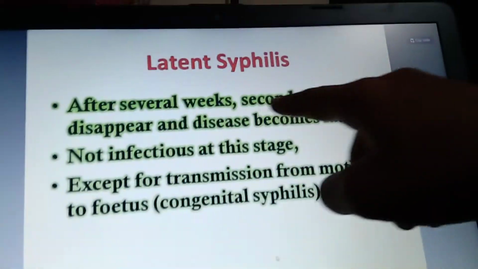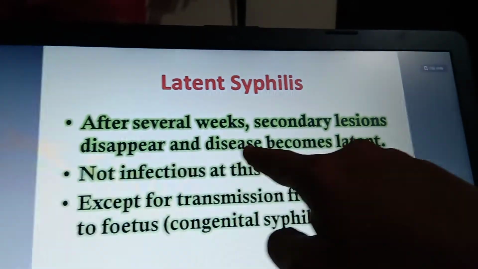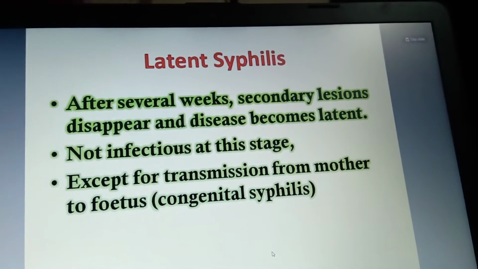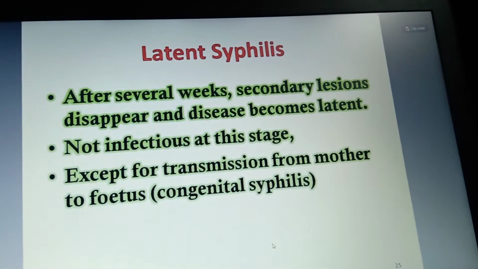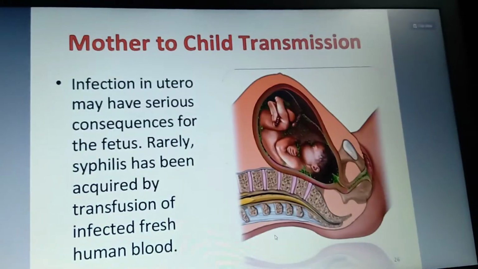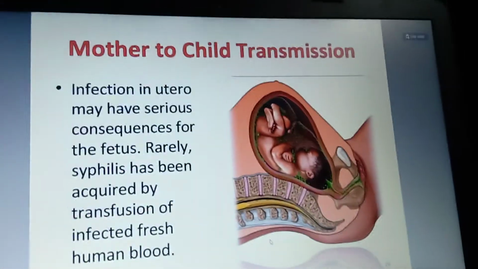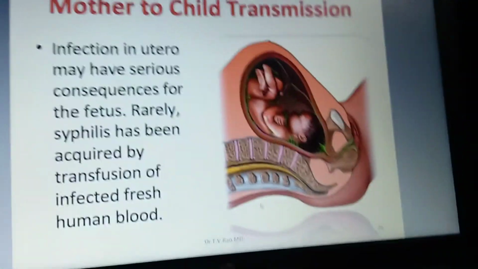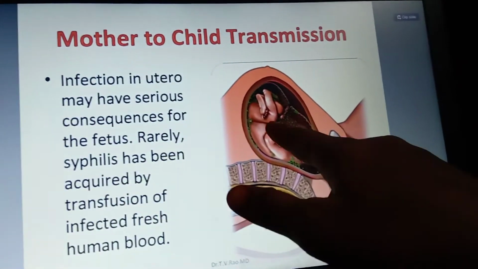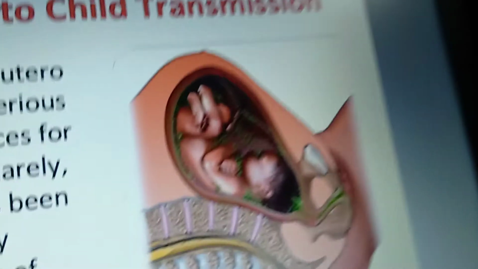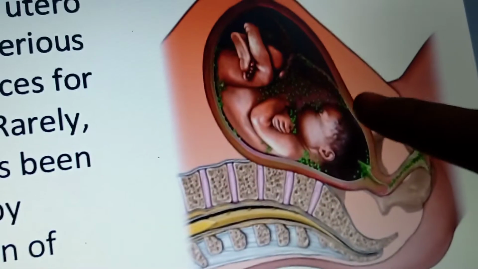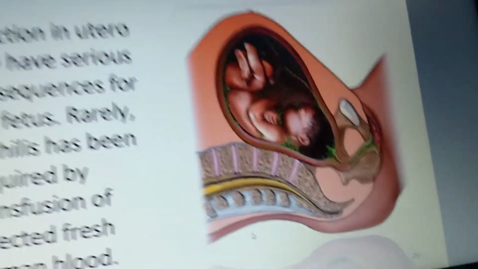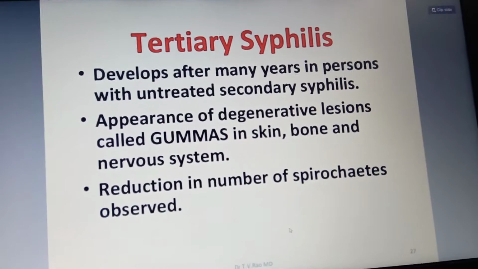After several weeks the secondary lesions disappear, and the disease becomes the latent stage. So after the primary subsides, it steps to the secondary, and later it steps to latent syphilis, meaning from mother to fetus. It can also be acquired by transfusion of infected fresh human blood, and it can be transmitted when the baby is born, as the picture shows, through the secretions of the mother's vaginal area to the baby also. And the next one is tertiary syphilis.